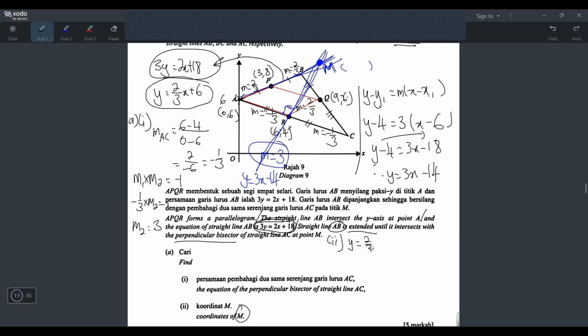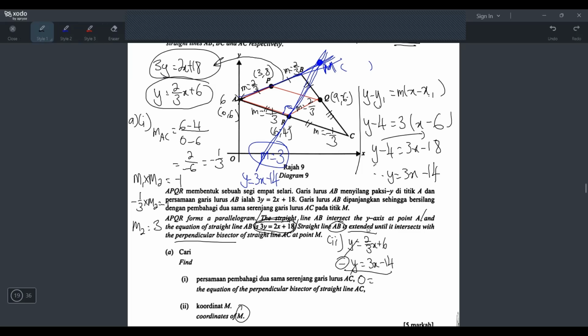Y equals 2 over 3x plus 6. This is your first equation. Second equation is the blue color line, y equals 3x minus 14. Okay, and you can either do substitution or elimination. Okay, let's do elimination. If I do elimination, I'll minus, because y minus y becomes zero.